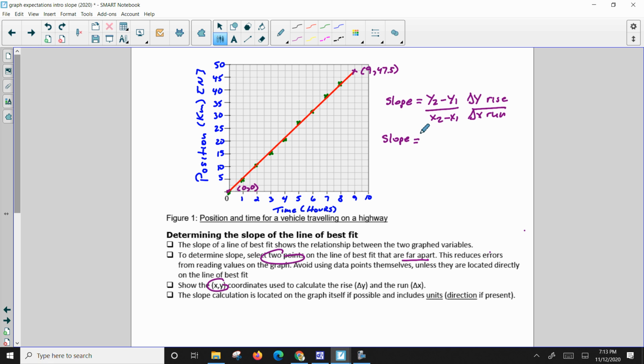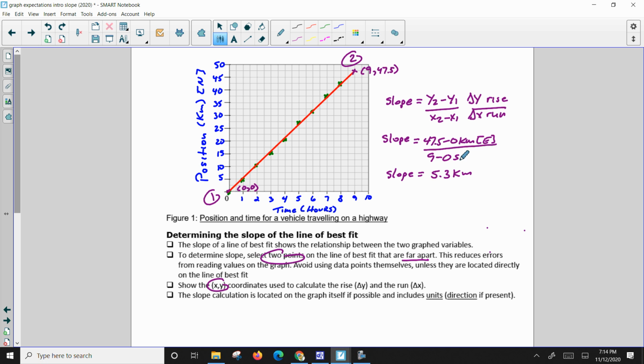I want to include the units as well if appropriate. The y is the position, in kilometers. It's always y2 first, so this is my second point, and this is my first point over here. y2 would be 47.5, and y1 is 0 kilometers. I want to include units and direction. And the x is going to be the time. For my second point it's 9 seconds, and my first point is 0, so 9 minus 0 seconds. When I calculate the slope, I think it's 5.27. So I'm going to round it a little bit, to 5.3 kilometers.